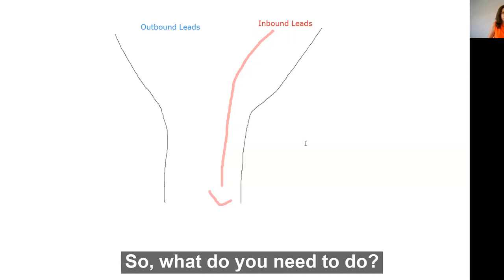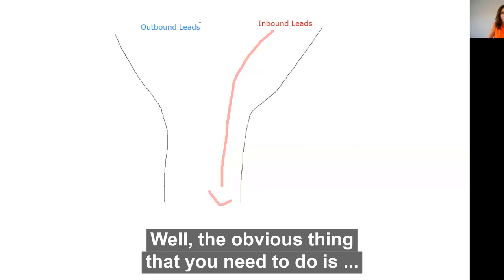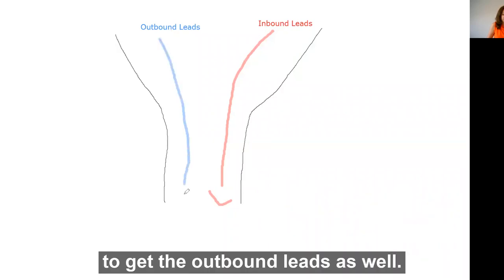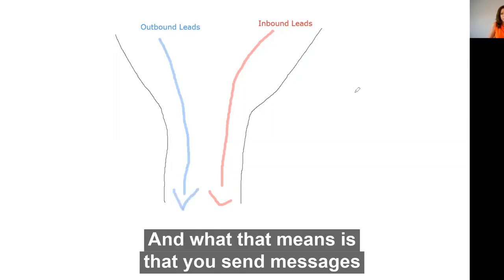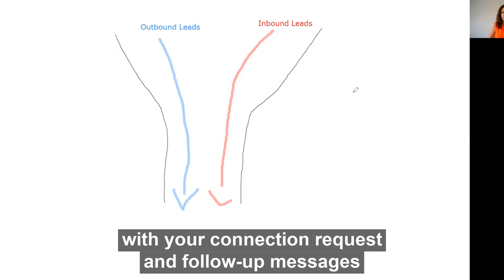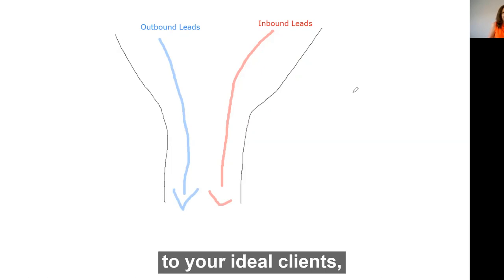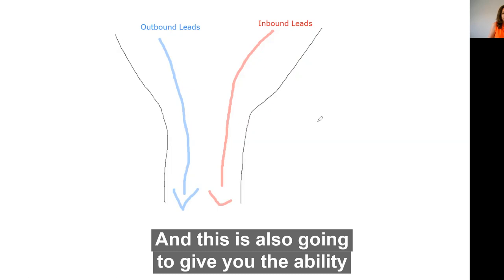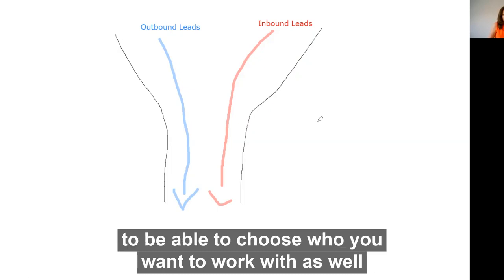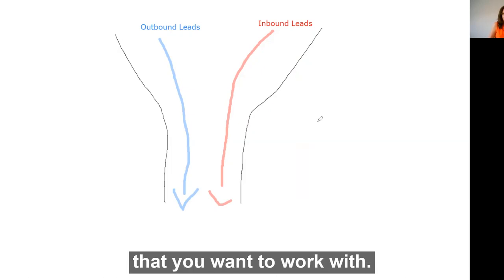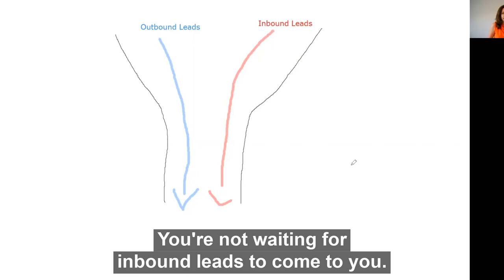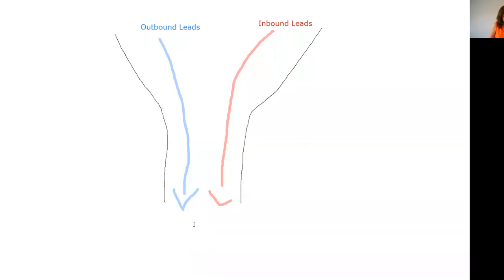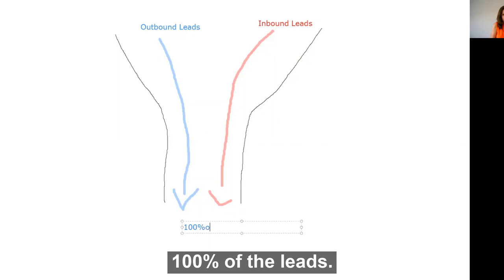So what do you need to do? Well, the obvious thing that you need to do is to get the outbound leads as well. And what that means is that you send messages with your connection request and follow-up messages to your ideal clients and actually start a conversation with them and start building a relationship. This is also going to give you the ability to choose who you want to work with, because you're deliberately reaching out to people that you want to work with. You're not waiting for inbound leads to come to you. And the great thing about this is you end up with 100% of the leads.